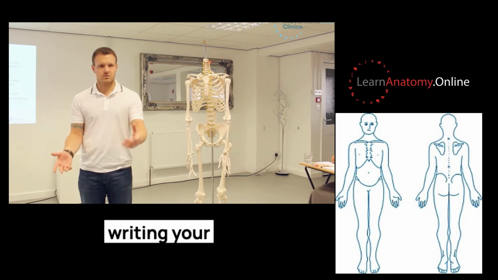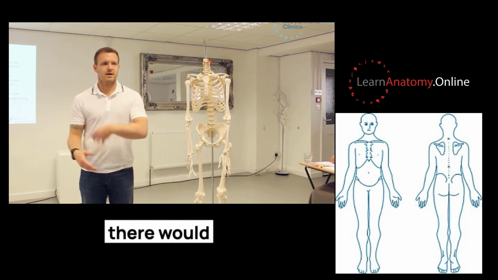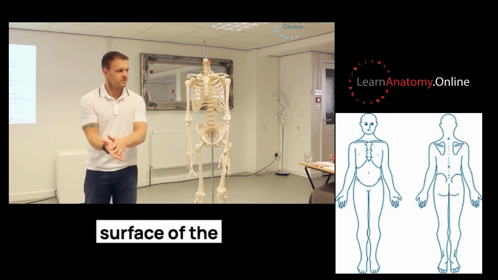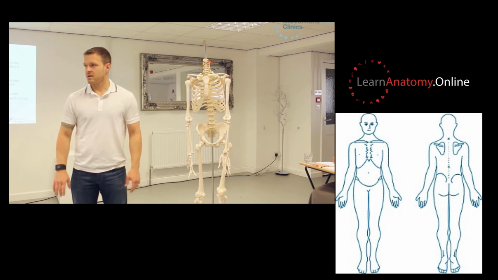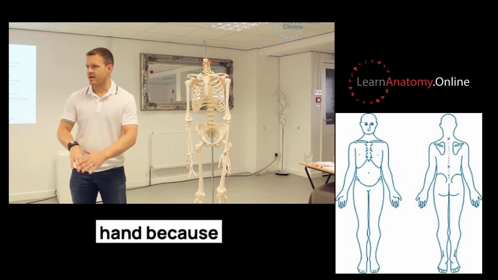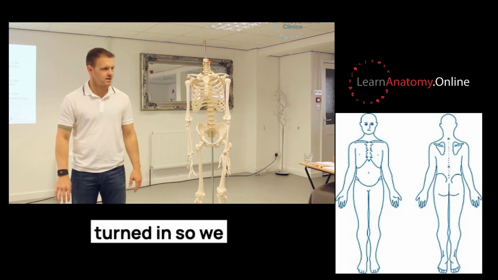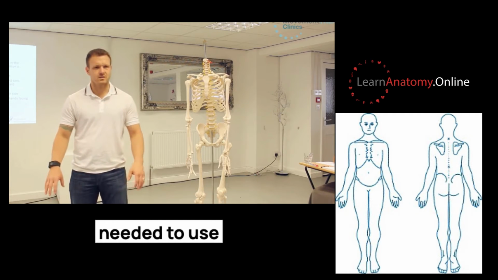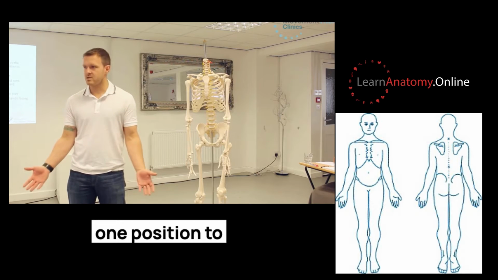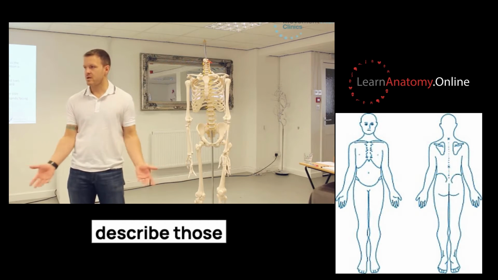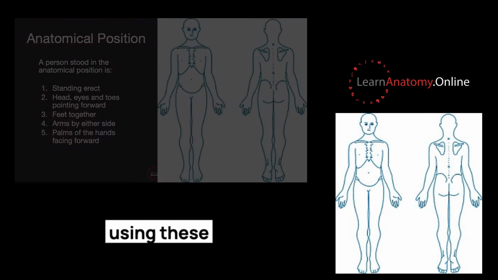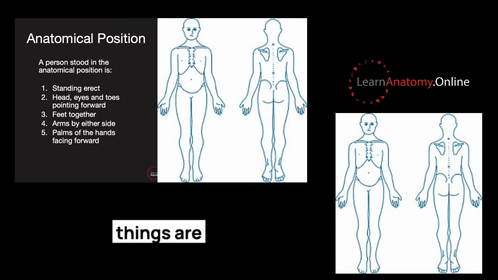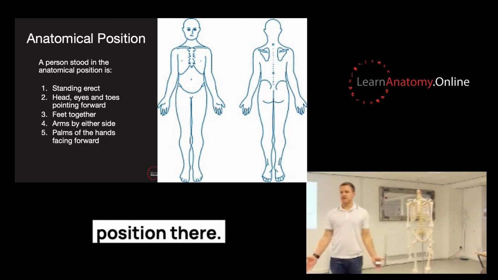So when you're writing your notes, you would say that there would be an injury to the anterior surface of the hand. But if someone stood like this, then that would look like the front of their hand, because their hands are turned in. So we needed to use one position to describe those areas of the body. That's why that's really important. When we're using these terms to describe where things are, always think back to that position there.